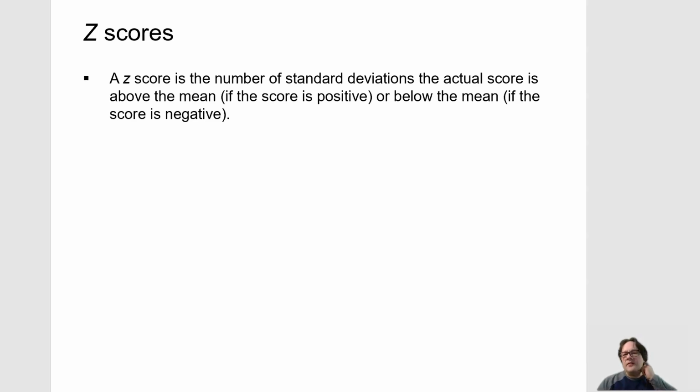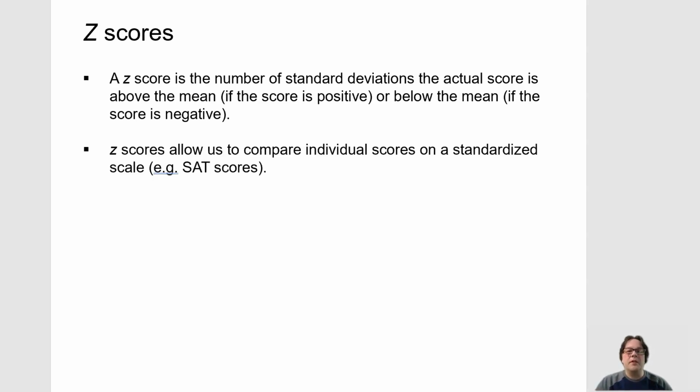So a z-score is the number of standard deviations the actual score, or what we would call a raw score, is above the mean if the score is positive, or below the mean if the score is negative. So once we have a mean and a standard deviation, we're able to take any score that exists within that distribution and determine how far away that score is from the mean. We can do that by computing a z-score. So z-scores are helpful in that regard.